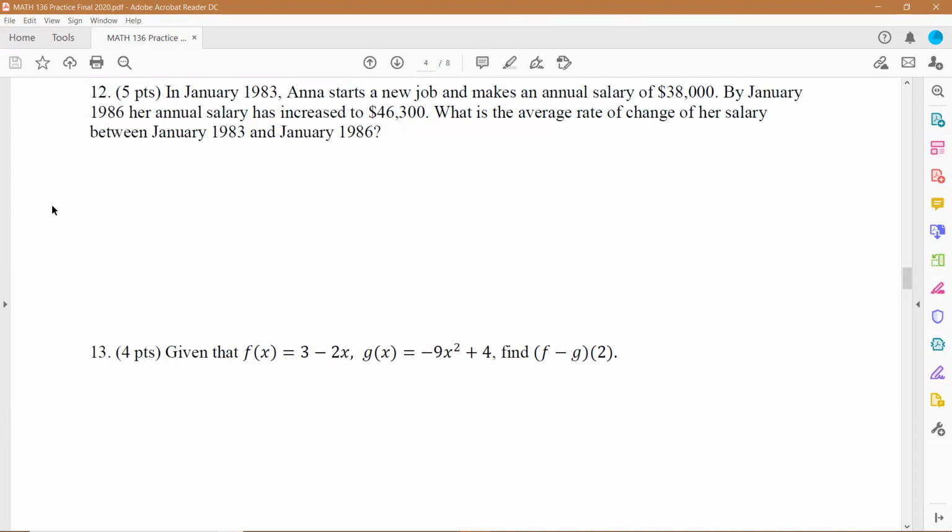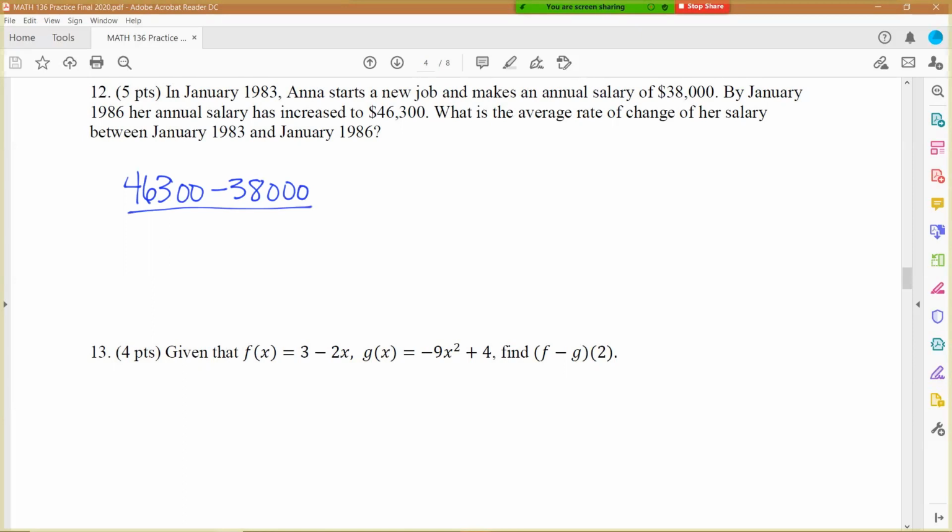So we need to figure out how much more money she is earning. So we're going to take 46,300 minus the original salary that she was earning, 38,000, divided by the number of years that have passed. So 1986 minus 1983, you might not even have to write that down. So her salary has increased $8,300.